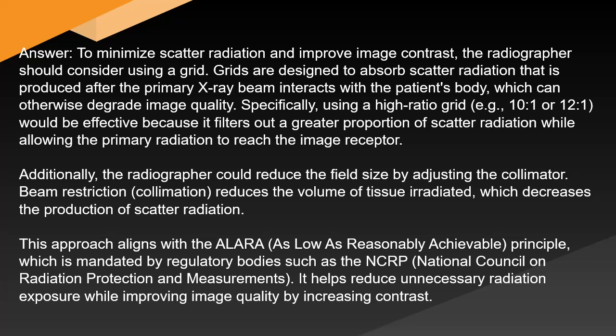Specifically, using a high-ratio grid, 10:1 or 12:1, would be effective because it filters out a greater proportion of scatter radiation while allowing the primary radiation to reach the image receptor. Additionally, the radiographer could reduce the field size by adjusting the collimator. Beam restriction collimation reduces the volume of tissue irradiated, which decreases the production of scatter radiation. This approach aligns with the ALARA, as low as reasonably achievable, principle, which is mandated by regulatory bodies such as the NCRP, National Council on Radiation Protection and Measurements. It helps reduce unnecessary radiation exposure while improving image quality by increasing contrast.